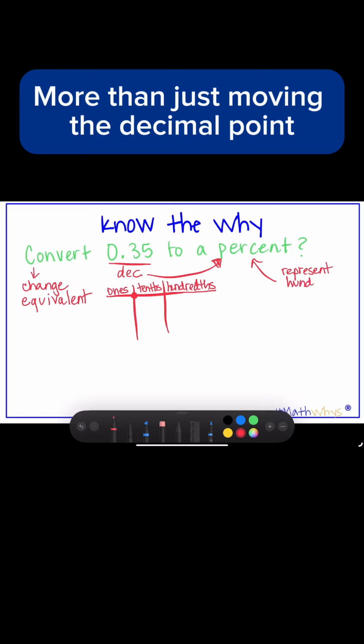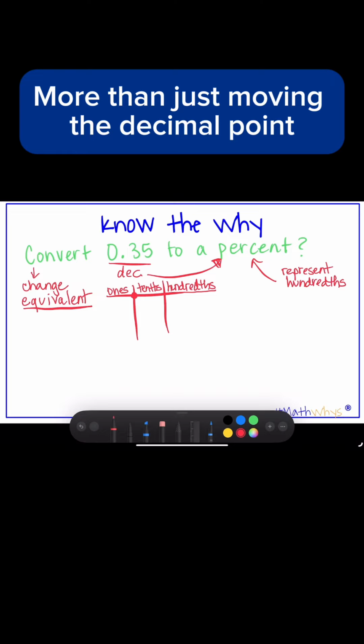Because what we don't want kids to do is just to start moving the decimal point to the right, to the left, and not really understanding what these values represent. That these are an equivalent value. This is an equivalent value to what they originally had. It just looks different, a different form of the same number.